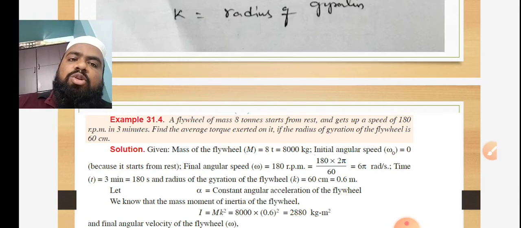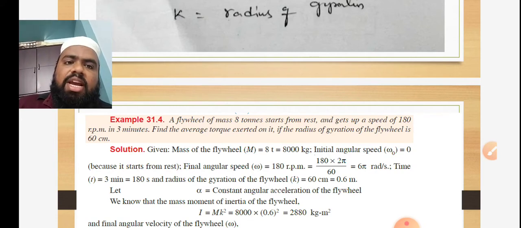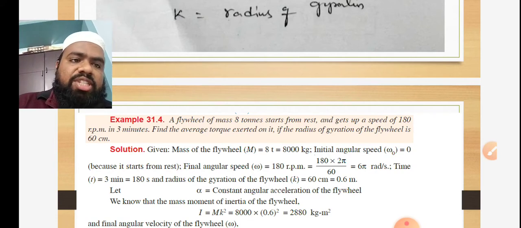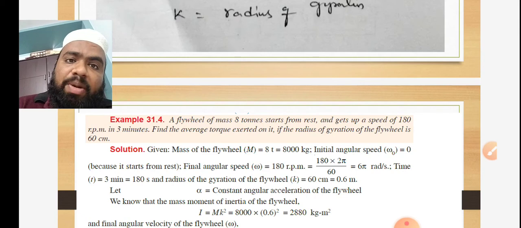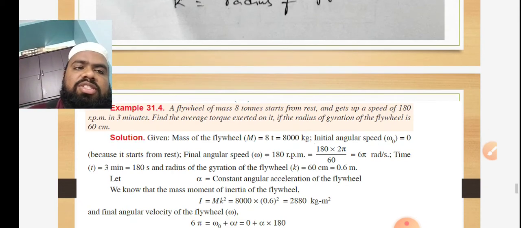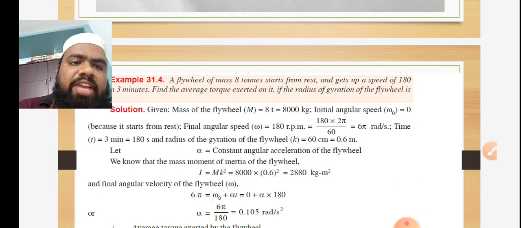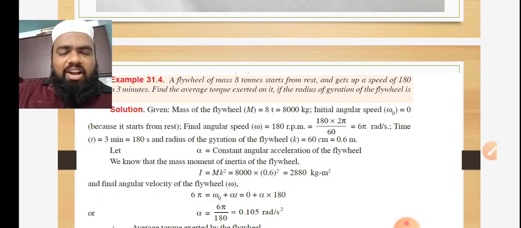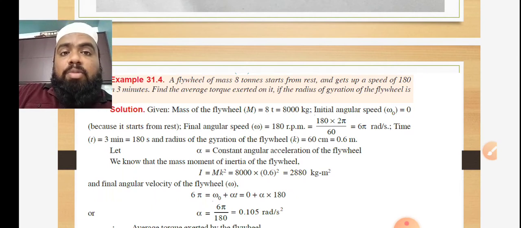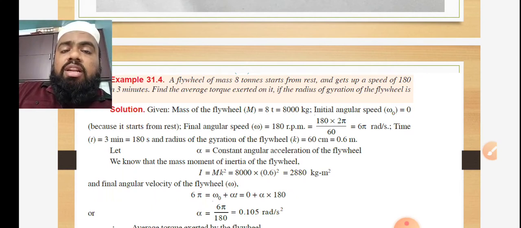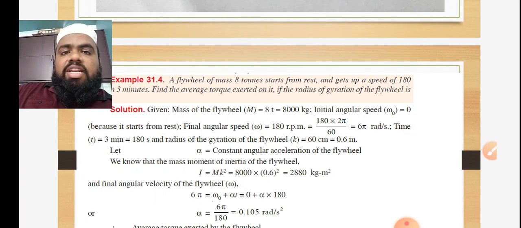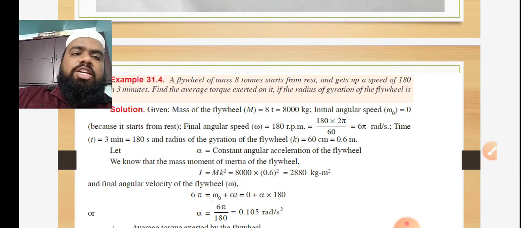Time t is equal to 3 minutes, that is equal to 180 seconds. Radius of gyration of the flywheel k is equal to 60 centimeters, that is equal to 0.6 meters. Alpha is the constant angular acceleration of the flywheel. We know that I is equal to mk square. I have already told you I is the moment of inertia, and the formula for the moment of inertia of the wheel is I is equal to mk square, 8000 into 0.6 whole square.